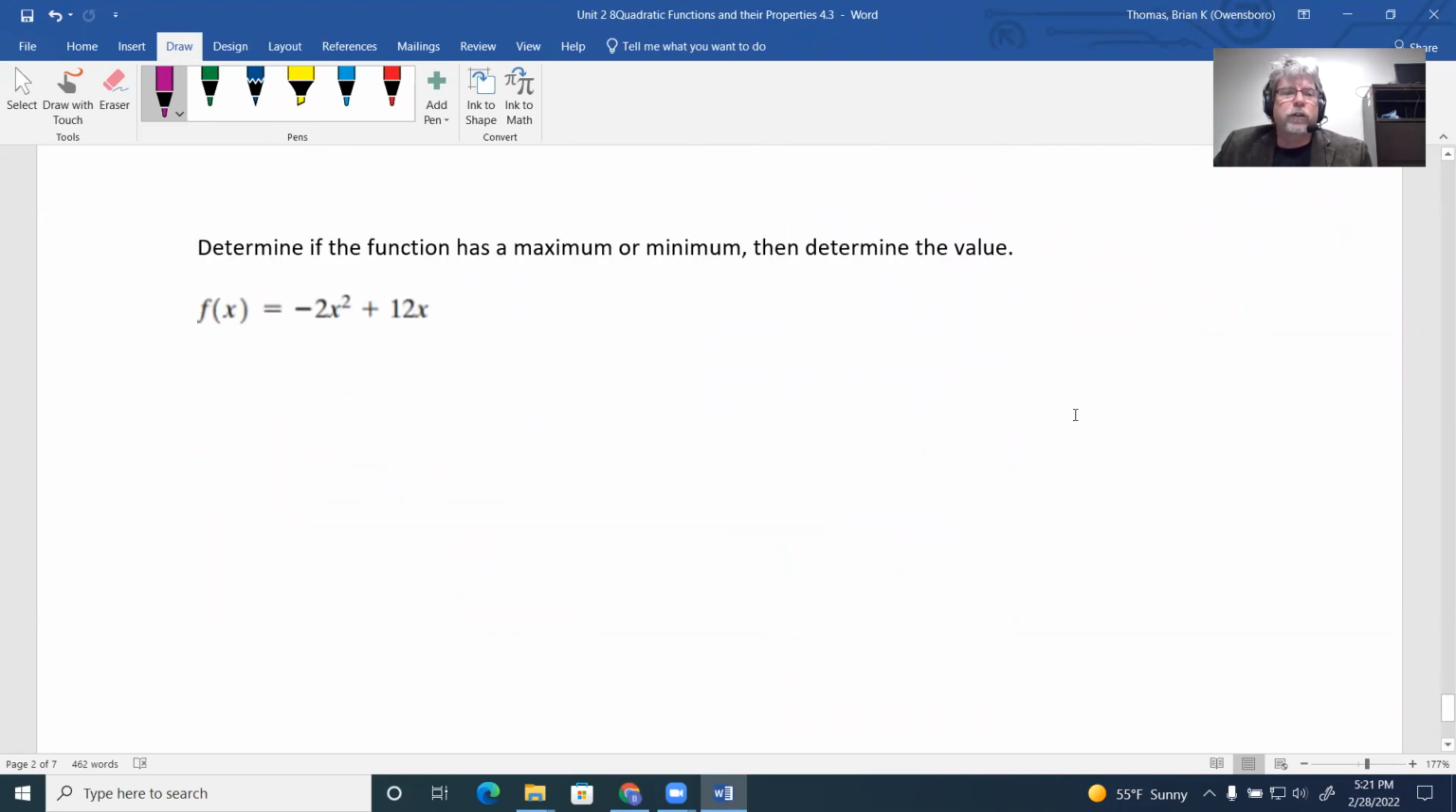So this question here says, determine if the function has a maximum or minimum, and then determine that value. Well, since the graph opens down, this would have to be a maximum value. Now, to find what it is, it's actually the vertex. So to find the vertex, we can use x equals -b over 2a.